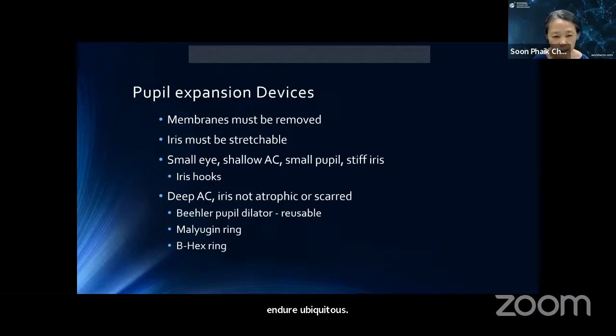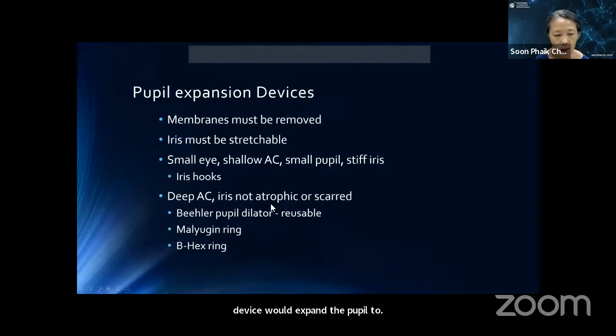Now for a small eye, as in the pediatric eye, shallow anterior chamber, a very small pupil, a stiff iris, this would be an indication to use iris hooks rather than an expansion device that has a fixed diameter to which the device would expand the pupil. So this is the device I would choose if it were a deep anterior chamber, and the iris is not atrophic or scarred.